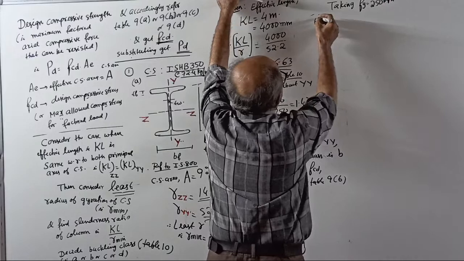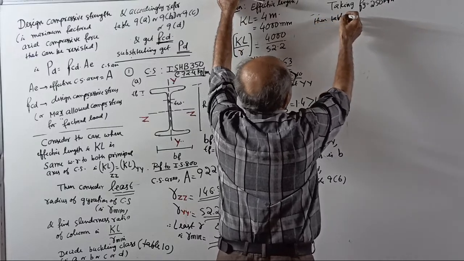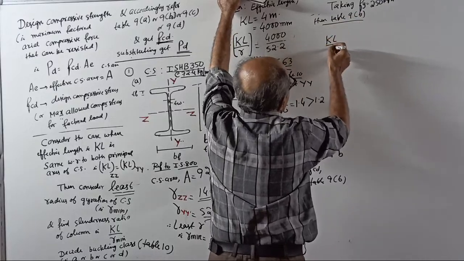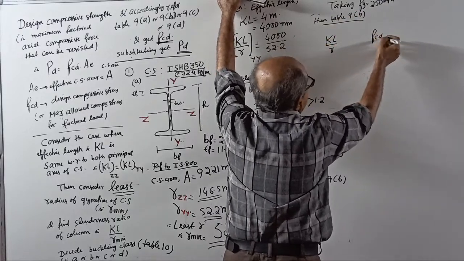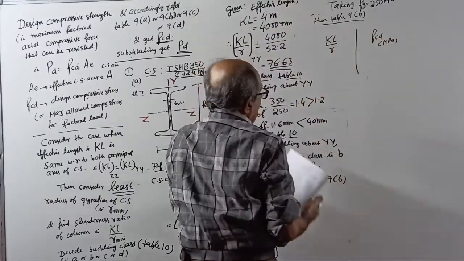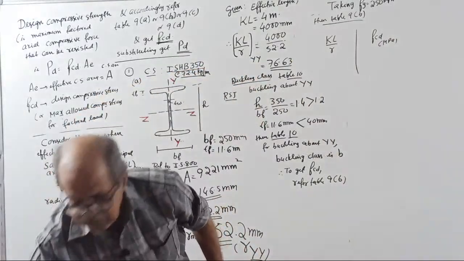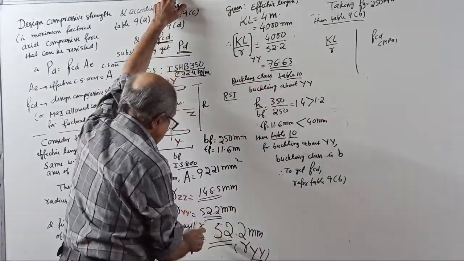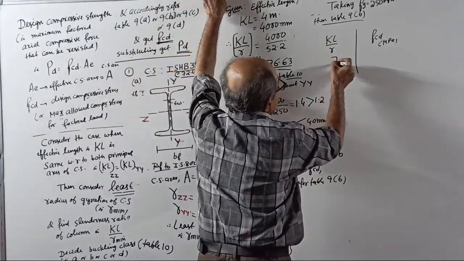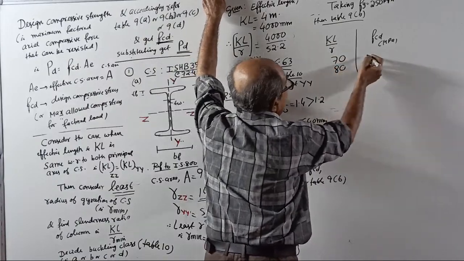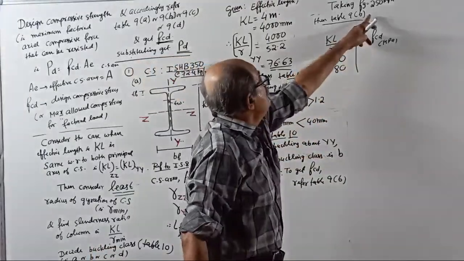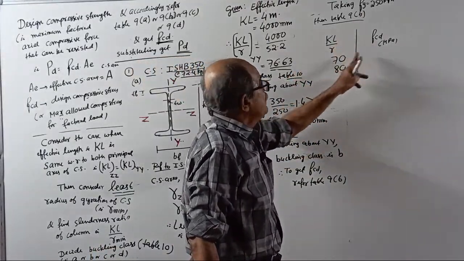Then from table number 9B, you can see KL by R and FCD. FCD is in what? In MPa. Our KL by R is 76.63. 76 is not there, 70 is there, and 80 is there. Tell me, for Fy 250, for KL by R equal to 70, what is FCD?